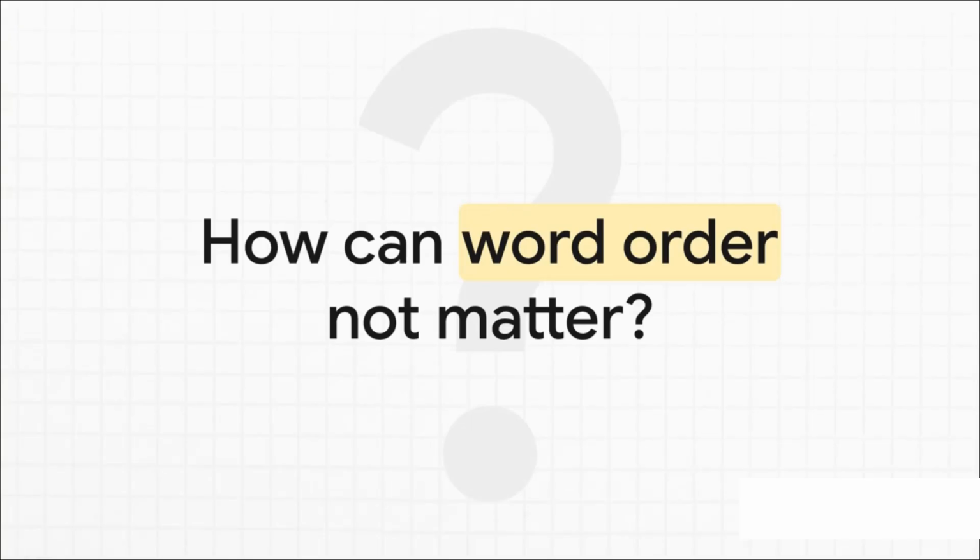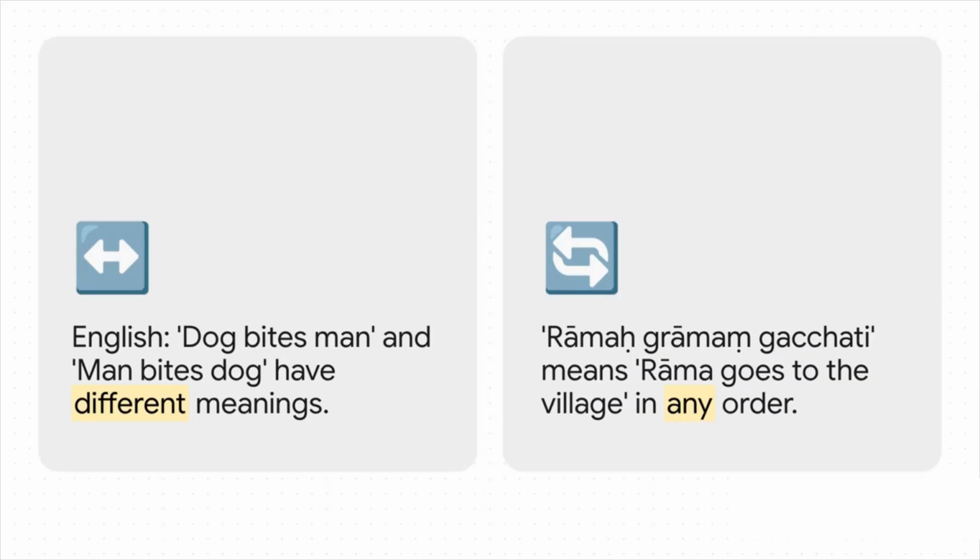And here it is. This is the heart of the puzzle. For most of us, in a language like English, if you jumble up the words, you jumble up the meaning, it's a mess. So how on earth can a complex, ancient language like Sanskrit just throw that rule out the window?